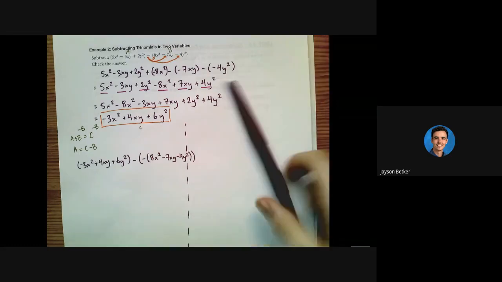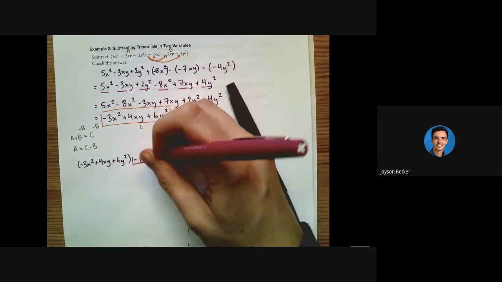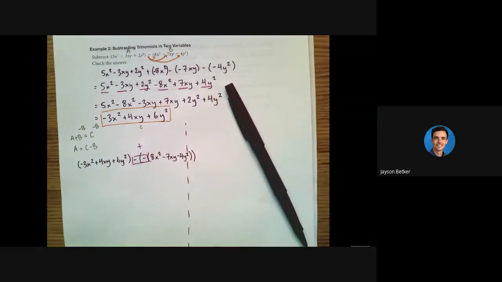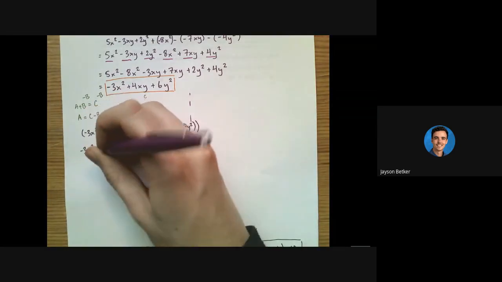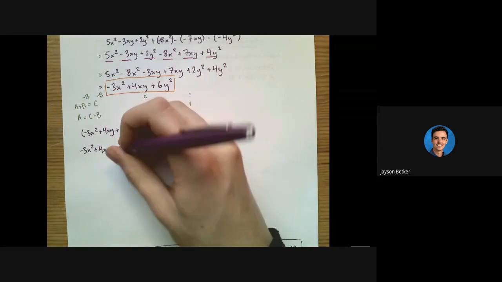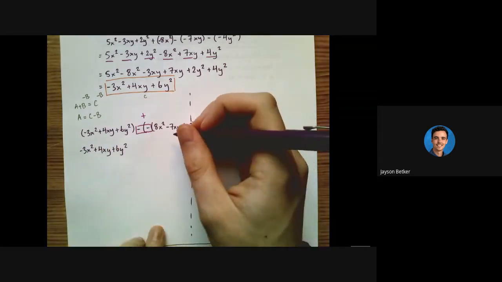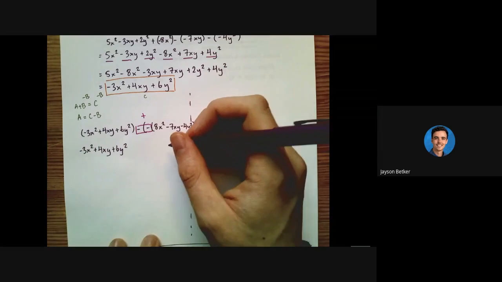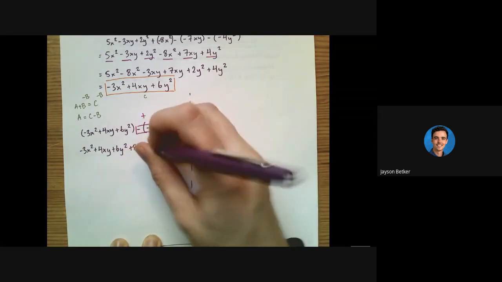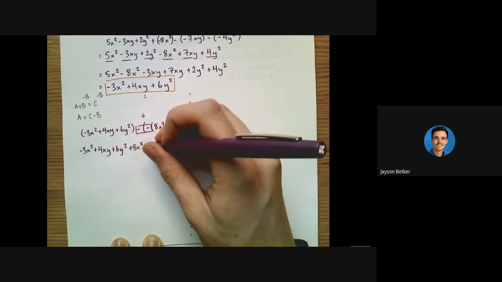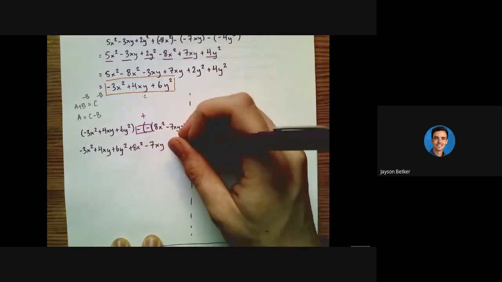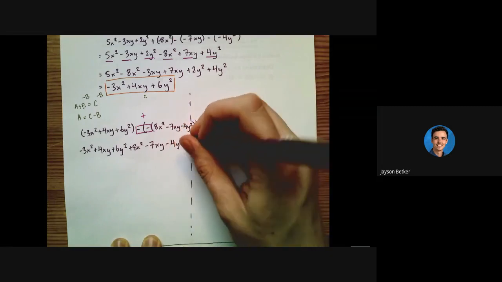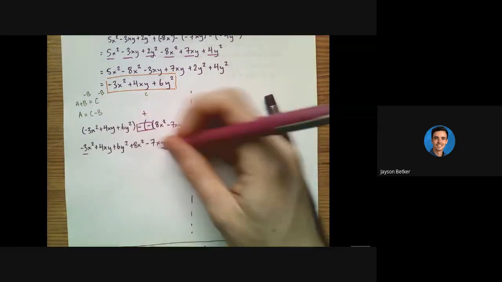What ends up happening is this right here just turns into a positive. Minus minus becomes positive. So what we end up getting is negative 3x squared plus 4xy plus 6y squared. And then all of this is just plus. So plus 8x squared, minus plus minus is just a minus. So minus 7xy, plus minus is a minus. So minus 4y squared. Combine your like terms.